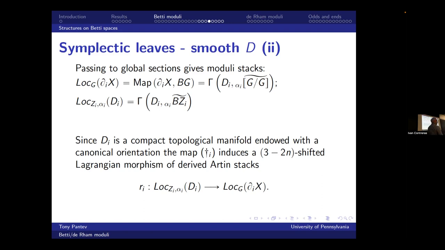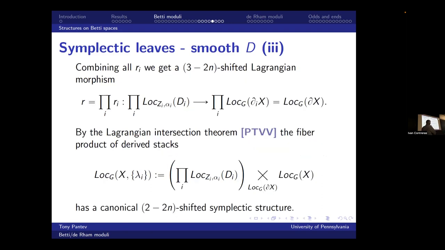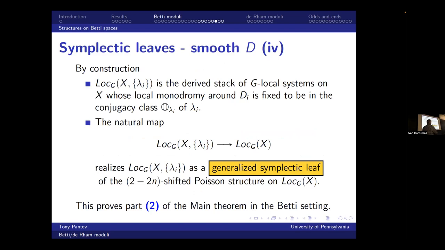So this twisting is not visible in dimension two because there you have a point and there is no line bundle on the point that's non-trivial. But in higher dimensions, it's actually there because you can have non-trivial normal bundles. But it's essentially the same story. If the divisor at infinity is smooth, then fixing local monodromies around that divisor gives you a symplectic leaf. So I just said that intersecting gives you a symplectic leaf. So you get one of these generalized symplectic leaves by local monodromies at infinity.